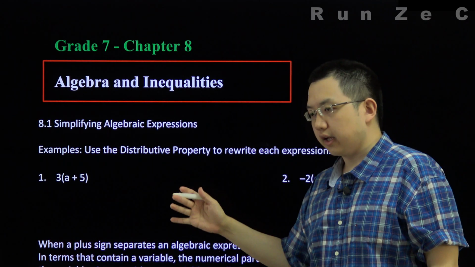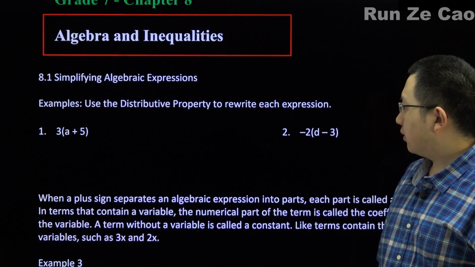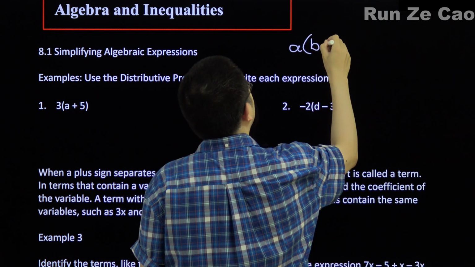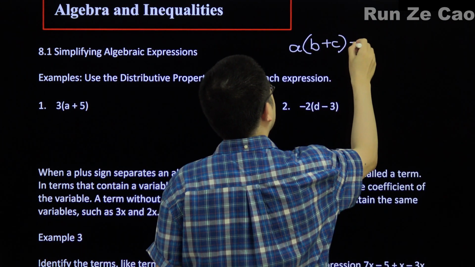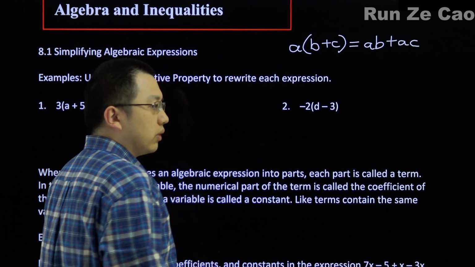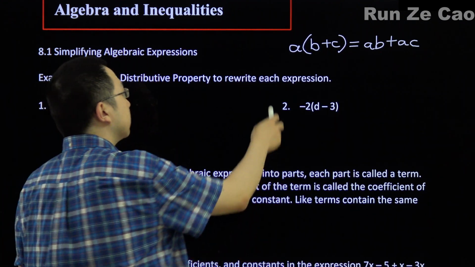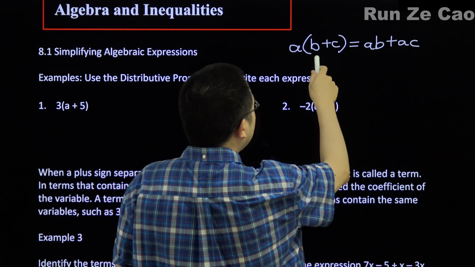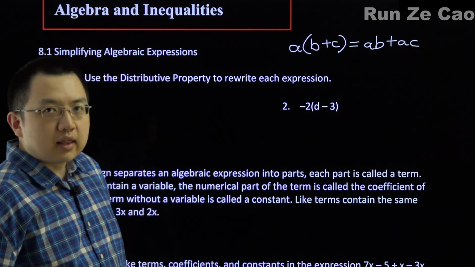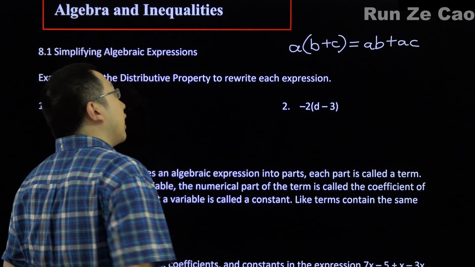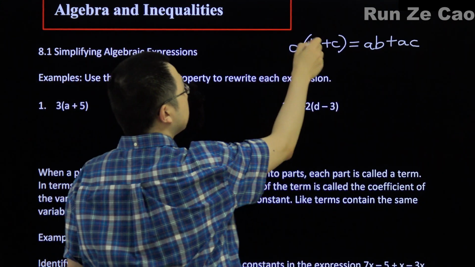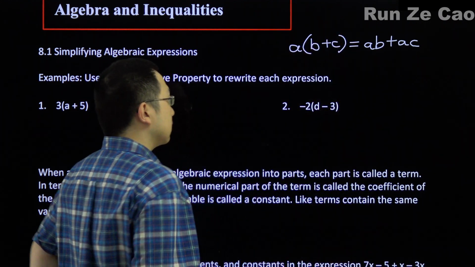When simplifying algebraic expressions, often we have to use the distributive property, which is algebraically represented like this. A times (B plus C) is equal to AB plus AC. In other words, when you multiply a bracket with something, everything inside that bracket, every term that's connected by plus or minus symbols, is going to end up multiplied by what you multiply the whole bracket with. So A is multiplied by B, and A is multiplied by C.